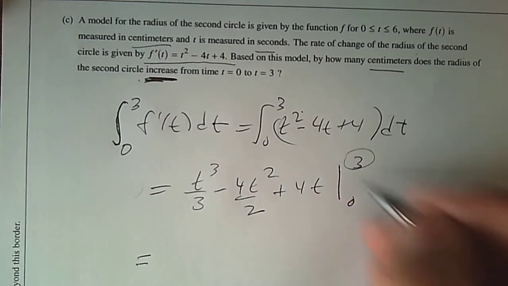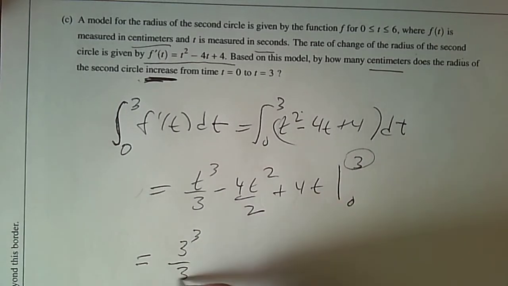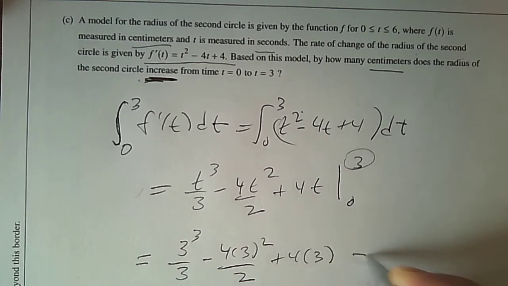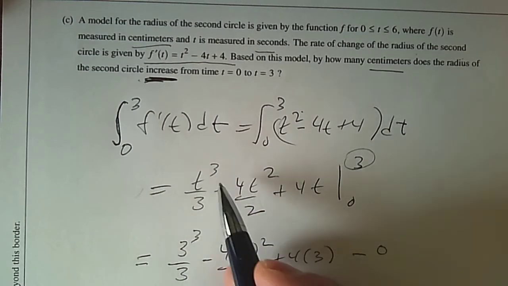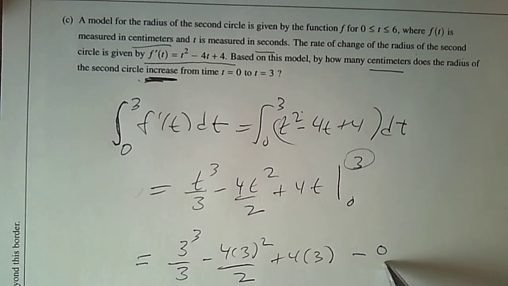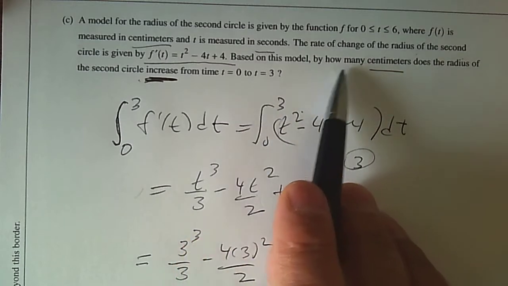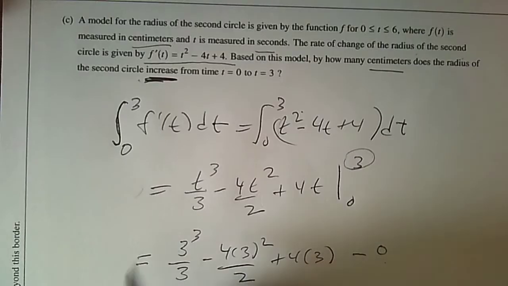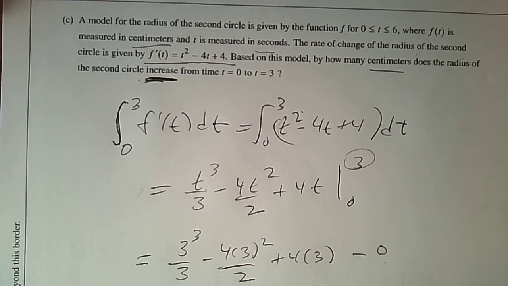Plug in 3. And then when you plug in 0, don't assume it, but you should have enough number sense to know that when you plug in 0, it is going to be 0. And that's it. This is the answer you're looking for. So let's read the question again. Based on this model, how many centimeters does the radius of the second circle increase? So we're going to write down from time t equals 0 to t equals 3 seconds.